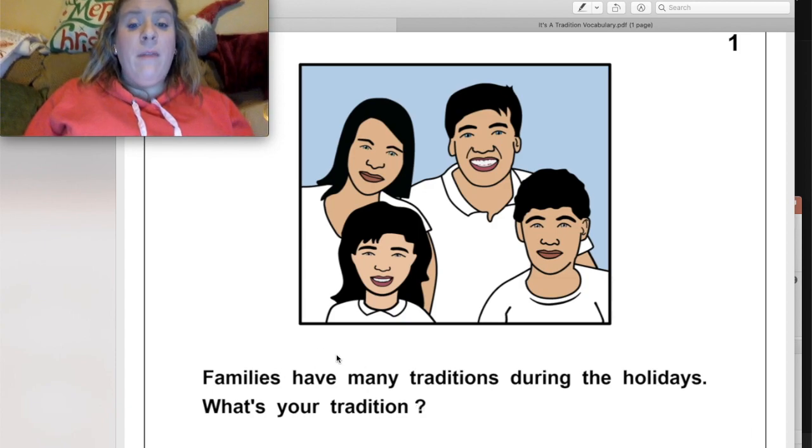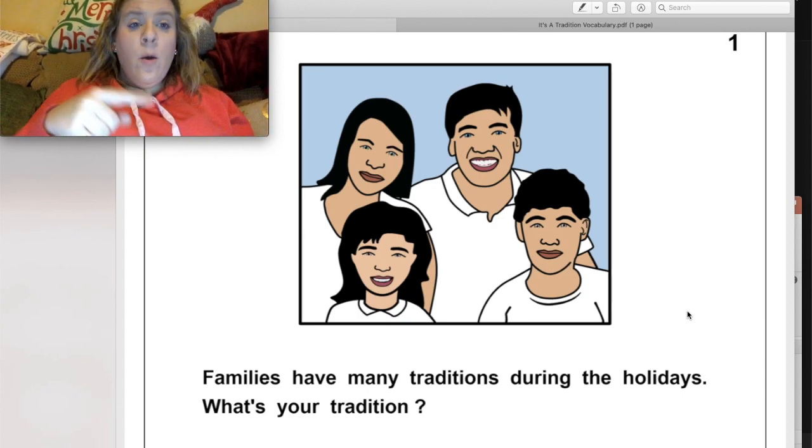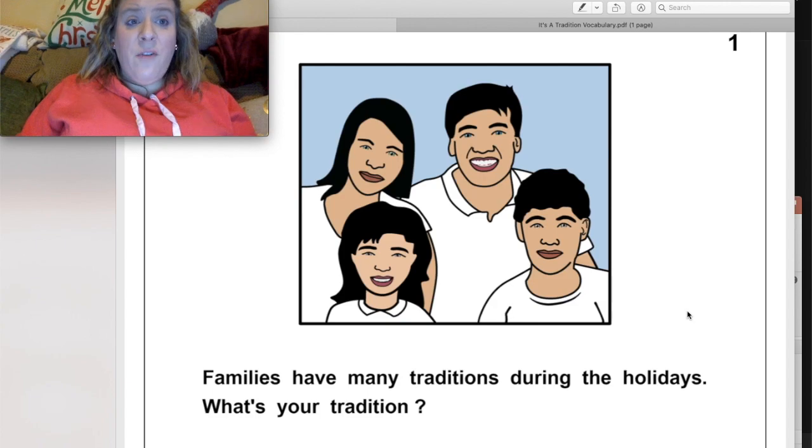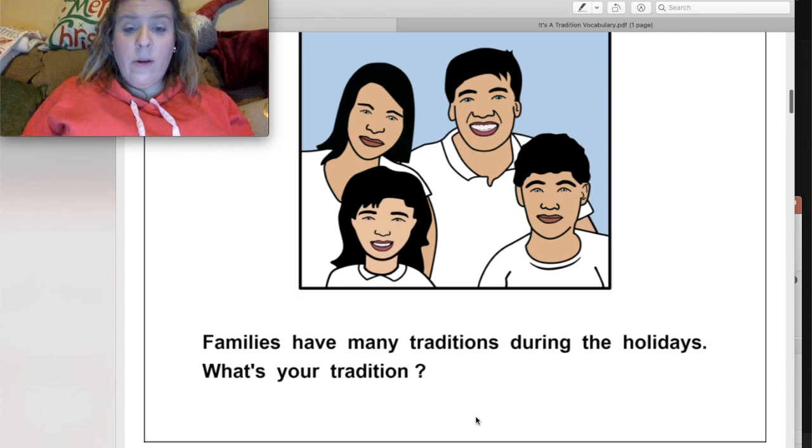So again, families have many traditions during the holidays. Some of them might be similar to what your friends do, and some of them might be different, and that's okay. What's your tradition? Sometimes our traditions are based on the holidays that we celebrate, so that's also important.